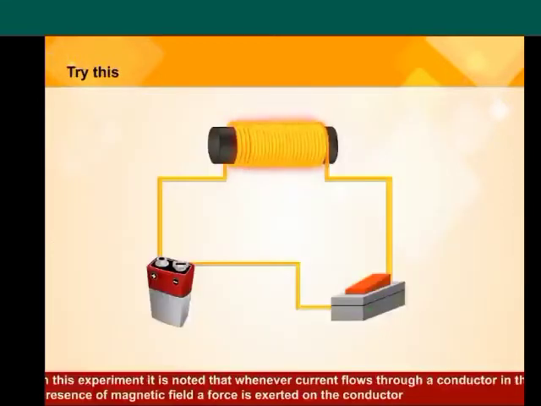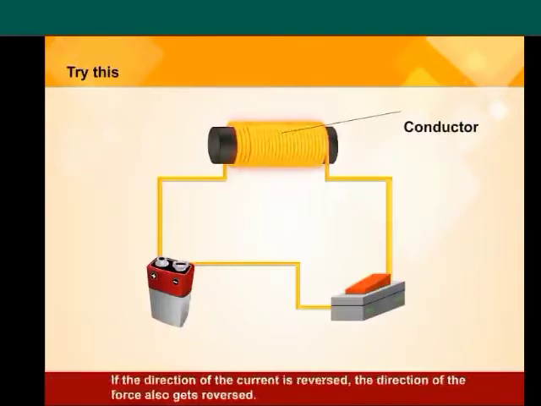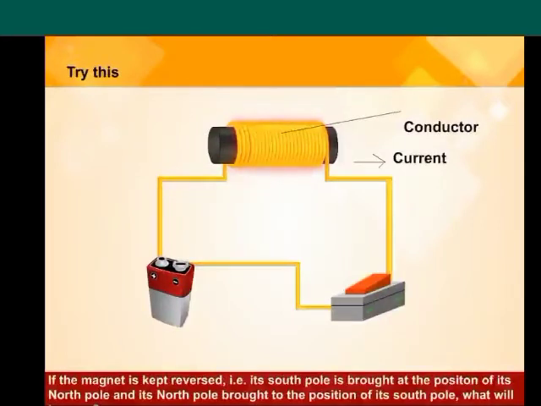In this experiment, it is noted that whenever current flows through a conductor in the presence of a magnetic field, a force is exerted on the conductor. If the direction of the current is reversed, the direction of the force also gets reversed. If the magnet is kept reversed, that is, the south pole is brought at the position of its north pole, and its north pole brought to the position of its south pole, what will happen?